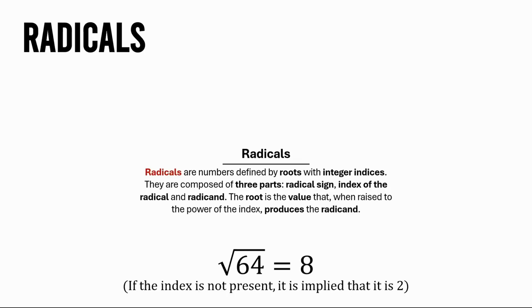If the index is not present, it is implied that it is 2. This is the most common way to write the square root, so without the index, 2.